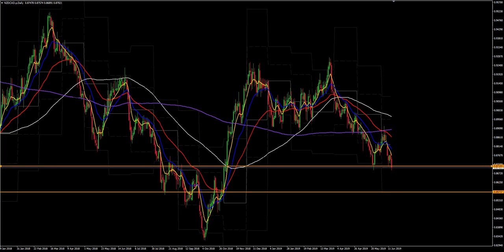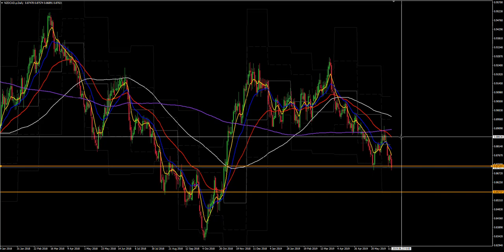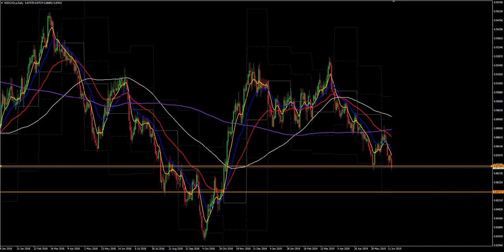New Zealand CAD, again, highlighted on last week's analysis as a sell. Very successful, hit our target 1. And now I'll be looking at the S2 for our next target. Look for those intraday sell setups again on this pair.